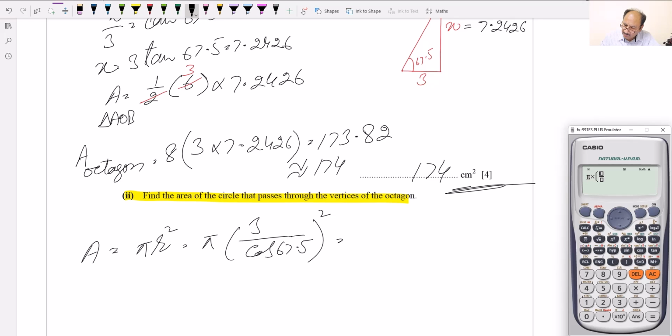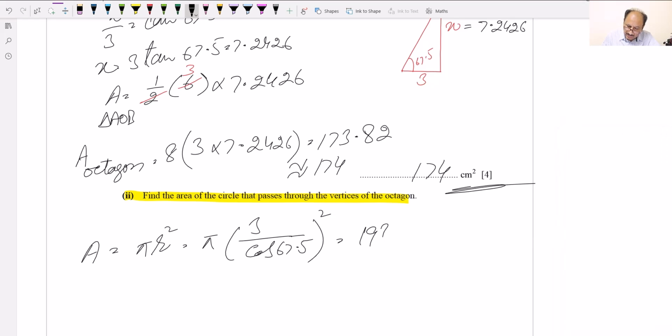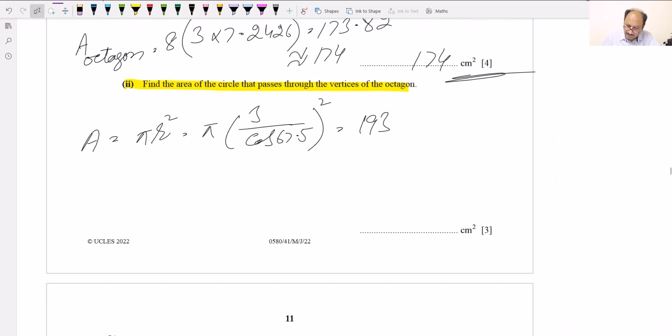to take the brackets, so fraction 3 over cos of 67.5 bracket, this bracket close, then this bracket close, and this will be square, and this is equal to 193. So 193 will be centimeter square, and this is for 3 marks.